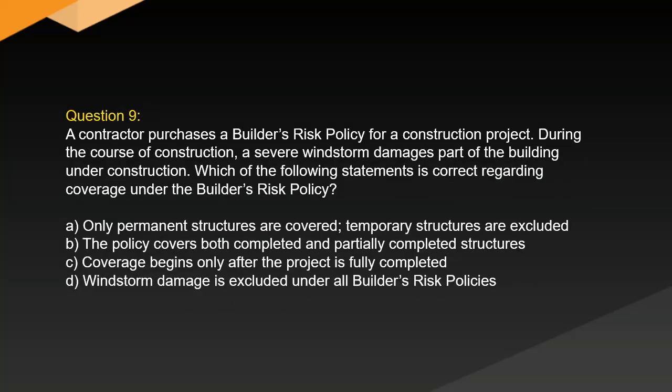Question 9. A contractor purchases a builder's risk policy for a construction project. During the course of construction, a severe windstorm damages part of the building under construction. Which of the following statements is correct regarding coverage under the builder's risk policy? A. Only permanent structures are covered and temporary structures are excluded. B. The policy covers both completed and partially completed structures. C. Coverage begins only after the project is fully completed. D. Windstorm damage is excluded under all builders' risk policies.